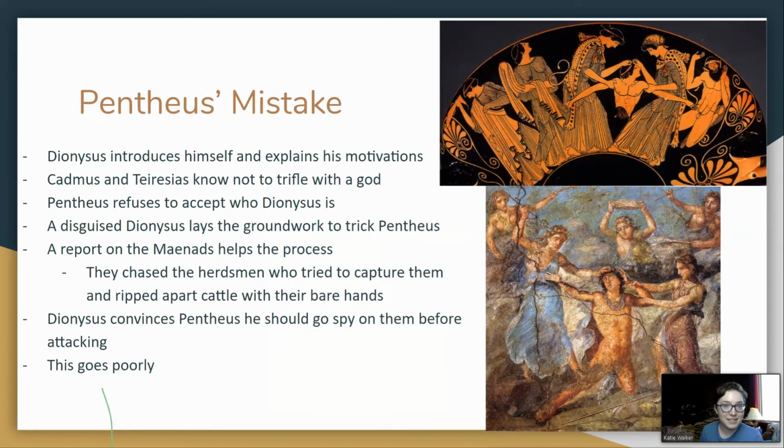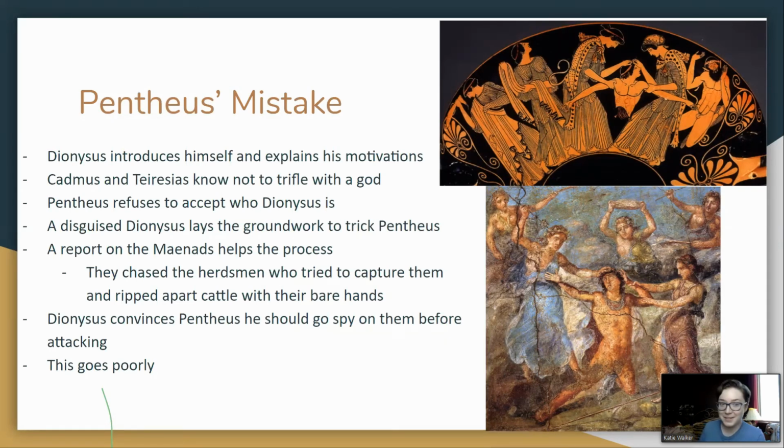Cadmus and Tiresias know that you don't screw around with the gods, so they're going along with this. They're doing part of the worship. They are the only people in the city doing this because all of the women are not in the city, and they are actually in the woods because Dionysus has decided that they all are Maenads now.